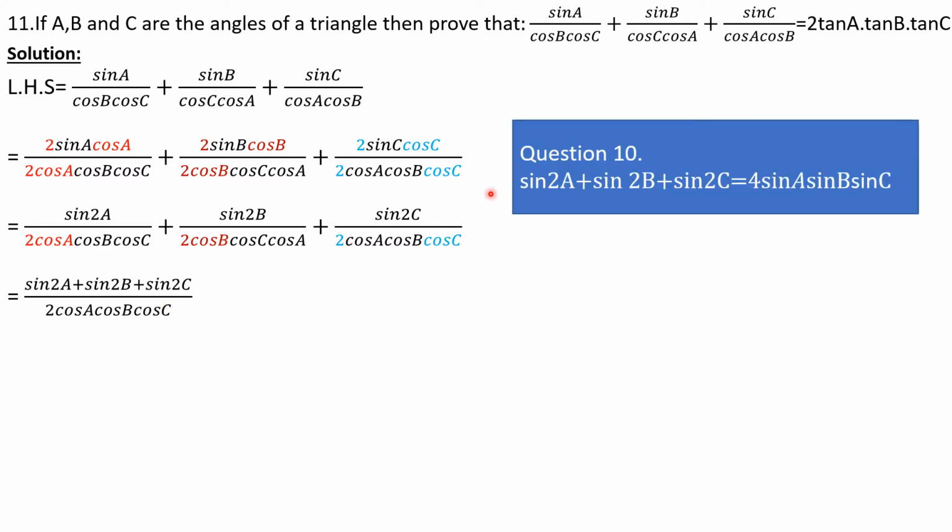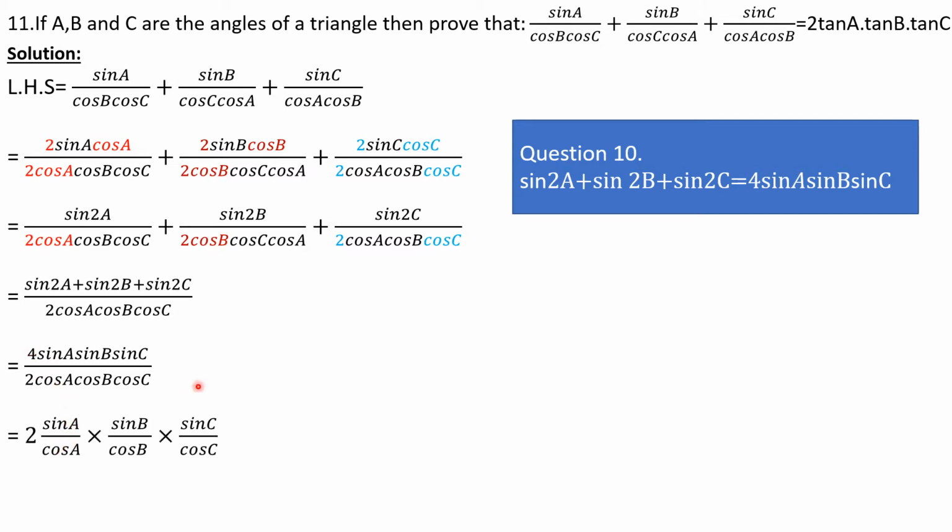And in question number 10, we have learned that sin 2A plus sin 2B plus sin 2C is equal to 4 sin A sin B sin C. So we can replace this by 4 sin A sin B sin C. And then you can check, here is 2 and here is 4, which can be cancelled. And then we will simplify to write in this form.